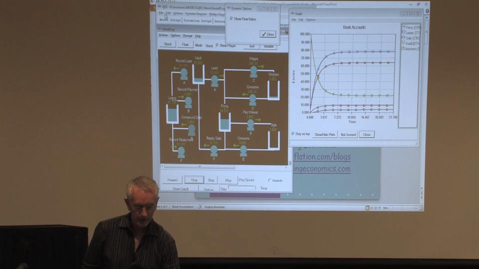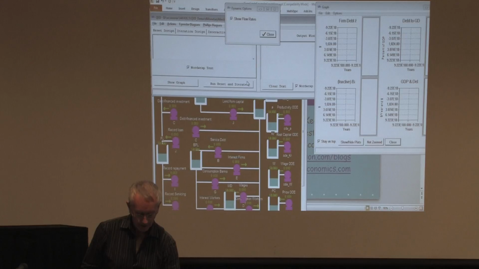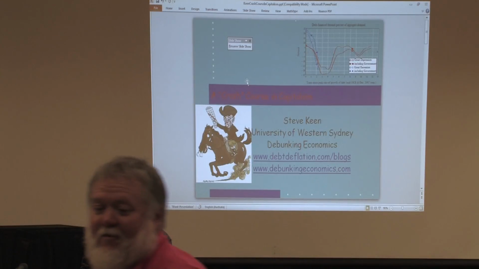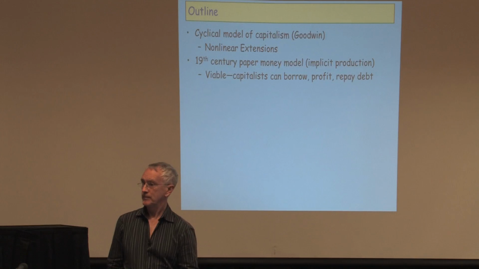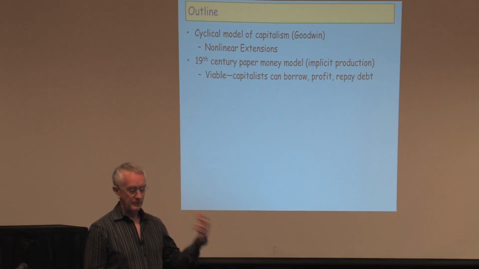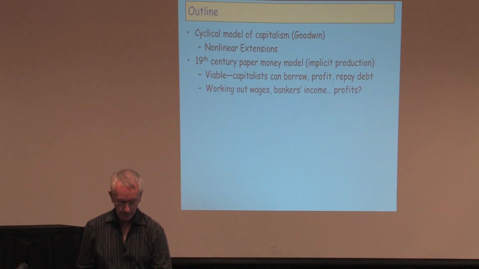I'm going to go to a more complicated model, and I'll just load that before I go on to the next part of the presentation. Pardon me. I'll go here. So it's viable. Banks for capitalists can borrow money, make a profit, repay the debt. I haven't shown you what their profit is yet. I'll do that in a moment.